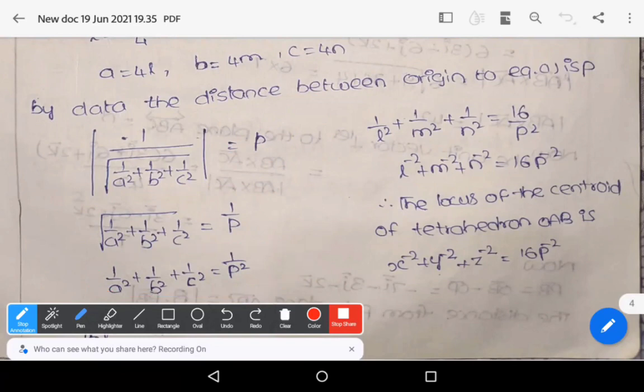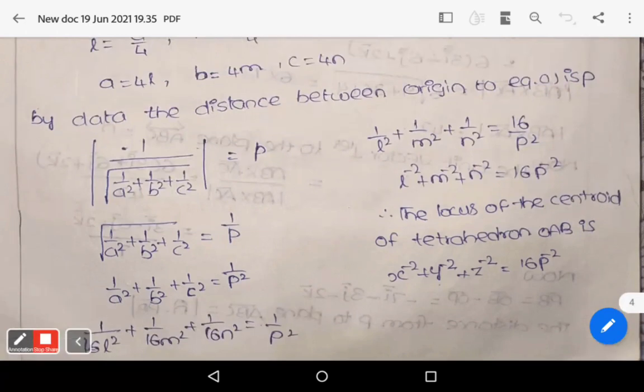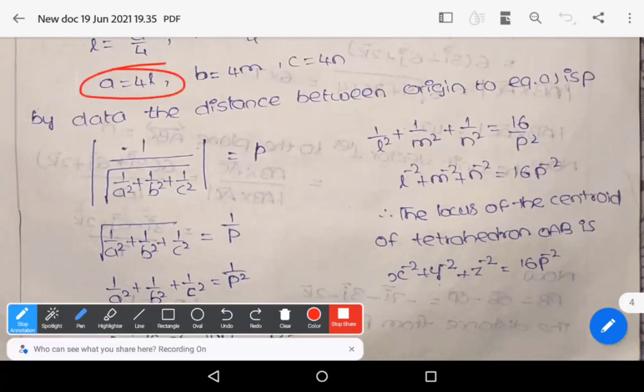Right? What is 1/a²? Here you observe that, what is a? a = 4l, b = 4m, c = 4n.